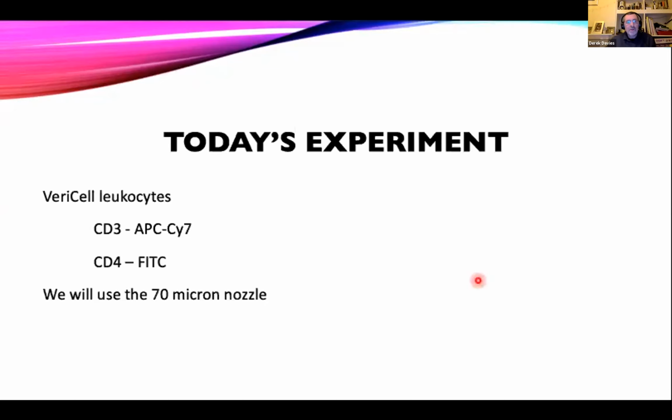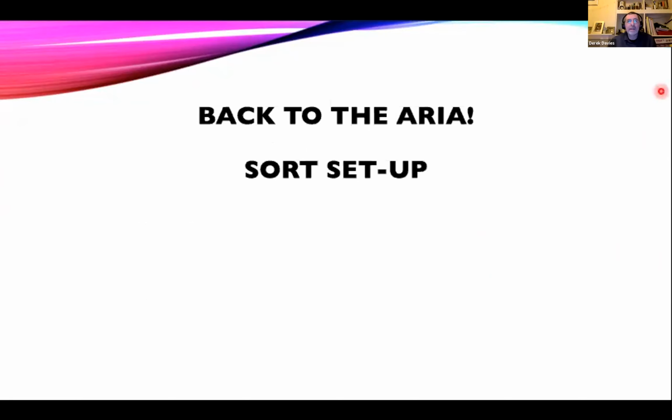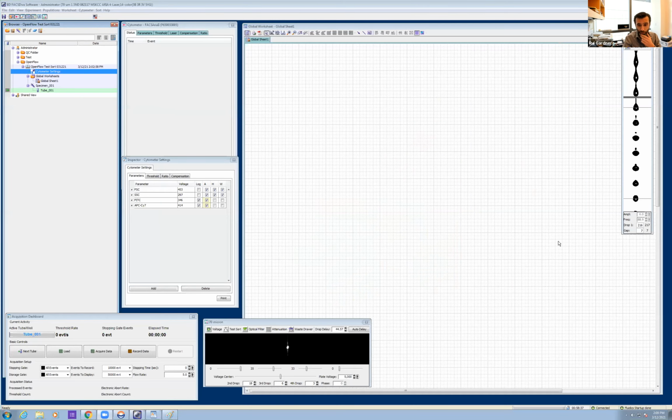So I will hand back to Kathy. We will go back to the ARIA. But there was a question there before we get to that. The question is, does checking the preceding and following drop make a purity sort longer than a yield sort?